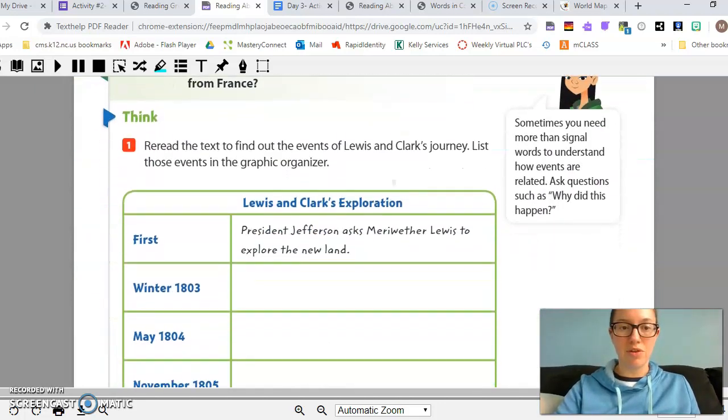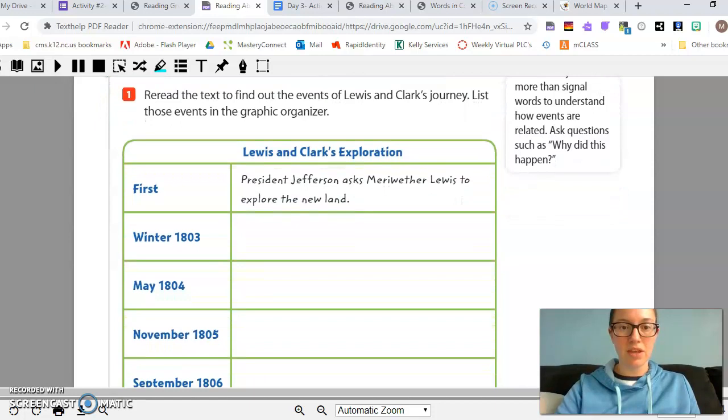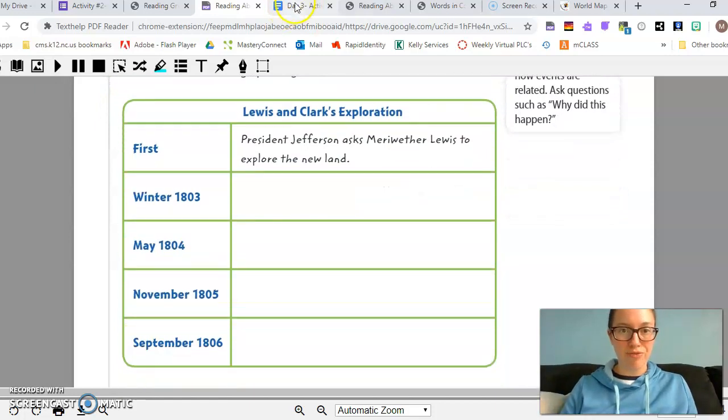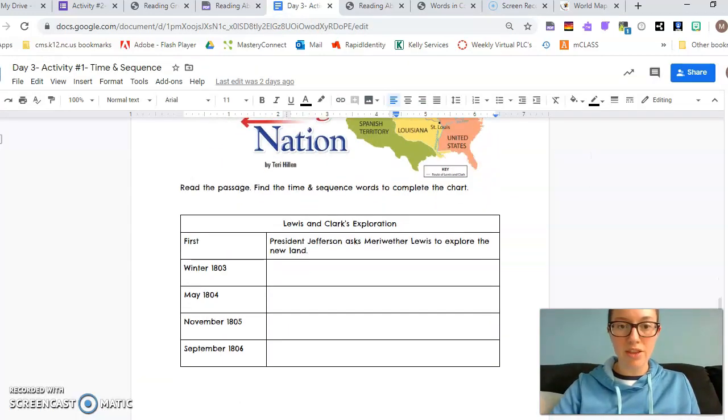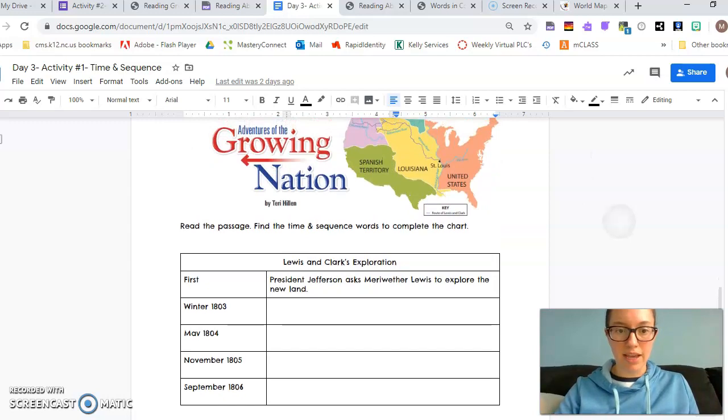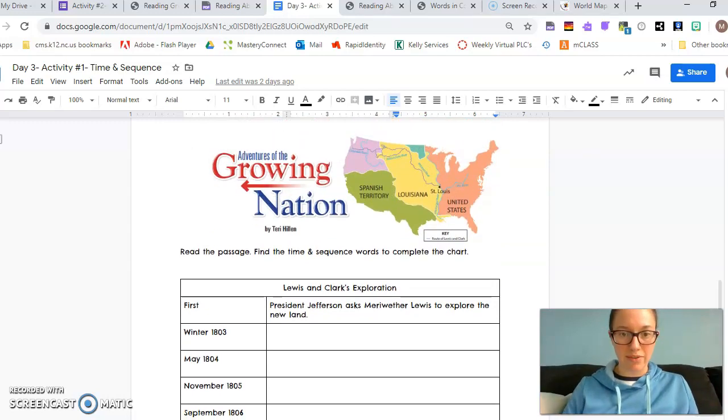So now, if you go back into Activity 1, you're going to see the same chart right here, and you're going to pause it and complete this chart. So let me give you some directions before you begin. This is the timeline chart all about Lewis and Clark's exploration. We're going to put the events of their journey and exploration in order. It gave me the first thing that happened. The first event was that President Jefferson asked Meriwether Lewis to explore the new land.